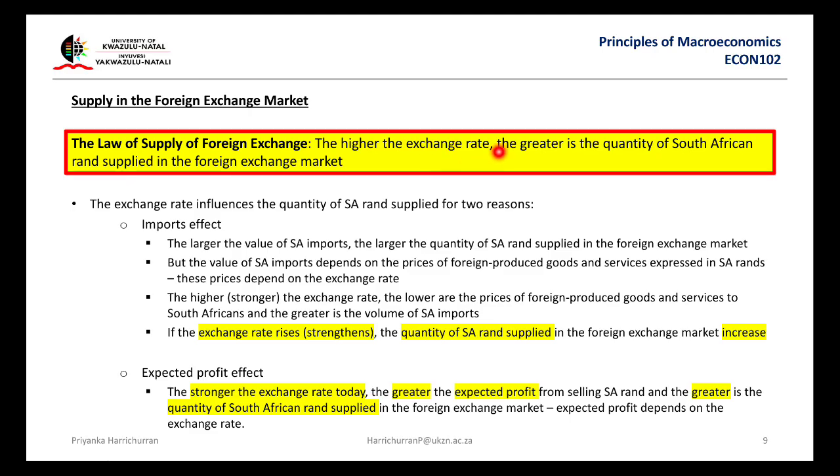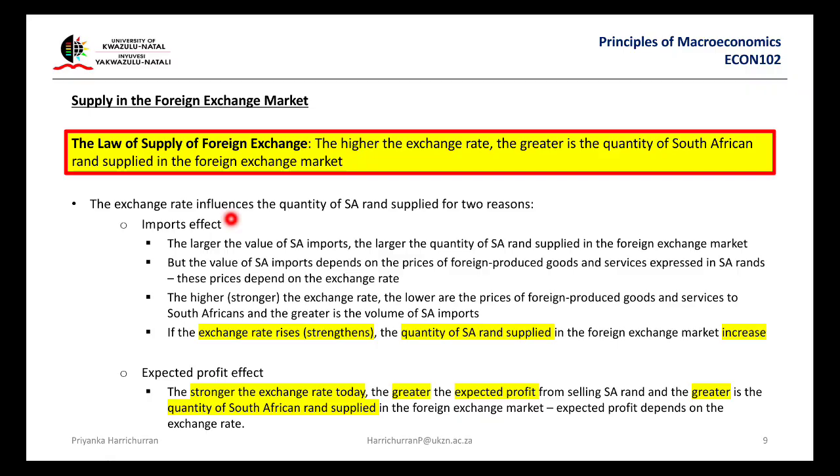The law of supply. The higher the exchange rate, the greater the quantity of South African rand supplied in the foreign exchange market. Yeah, if the rand is very, very strong, right, you will have a greater quantity of South African rand supplied in that market. So think about this logically, right? Let's say the rand is going at 10 rand now versus 12 rand, and you only had 100 rand in your pocket, more rands you can get if the rand is cheaper, right? So it's the same concept. The higher the exchange rate, the greater the quantity of South African rand supplied.